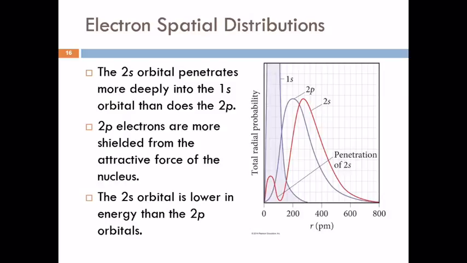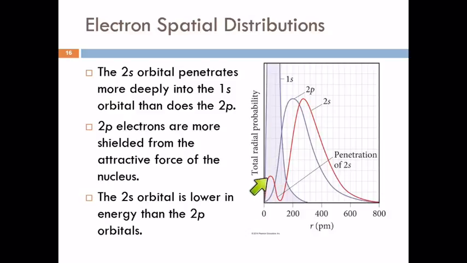So here we have total radial probability for several different sublevels or orbitals. So here's the 1s orbital. And this one, the total radial probability is really off the chart here. So this distance here tells us that the force of attraction for the electrons in this 1s orbital to the nucleus is very high.